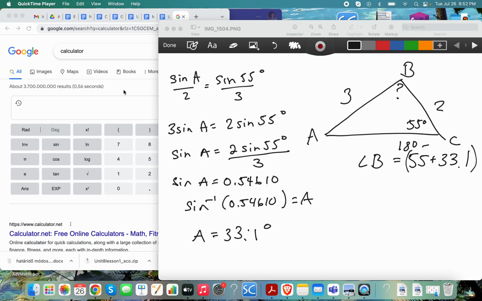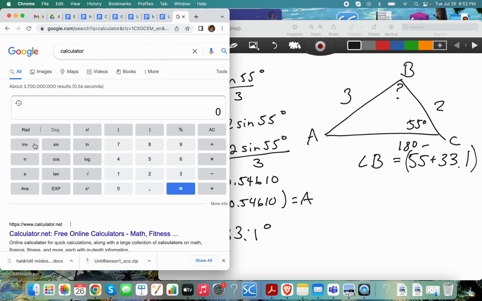I can't show you a TI-84, but I think you're using a calculator, so this is just a simple Google calculator. There's a choice between radians and degrees. I need to go degrees because I'm working in degrees. And I want to make sure that I don't lose decimals.